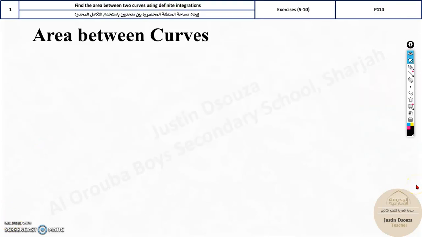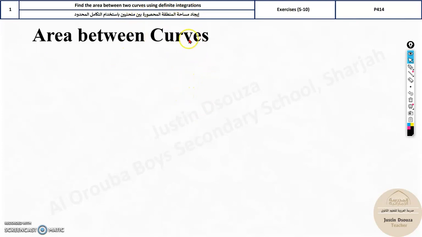Welcome to the first explanation video of the end of term 3 exam topics. It is area between curves. The first topic over here is to find the area between two curves using definite integration. Now, definite integration means you need to know the limits, apply and solve. So we will see how to do it.